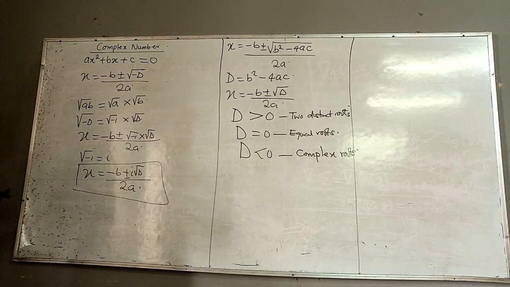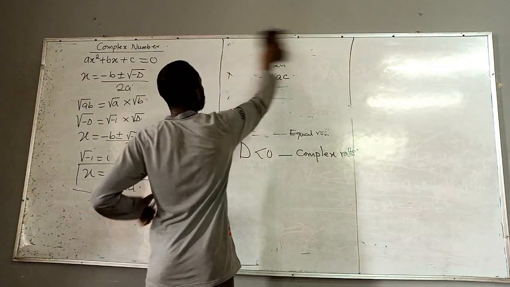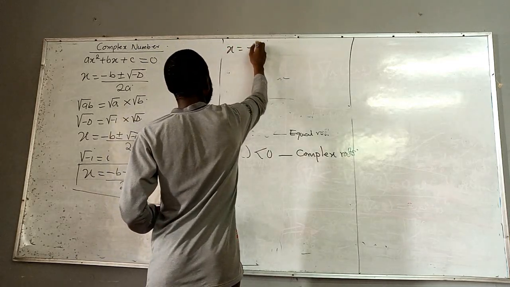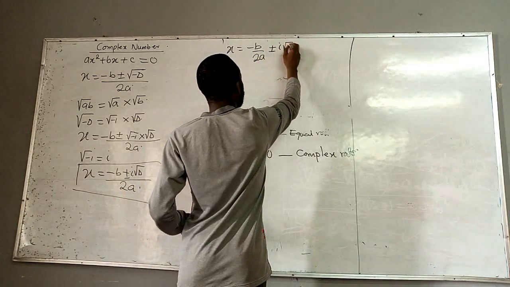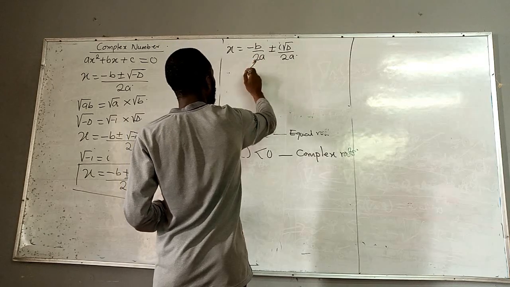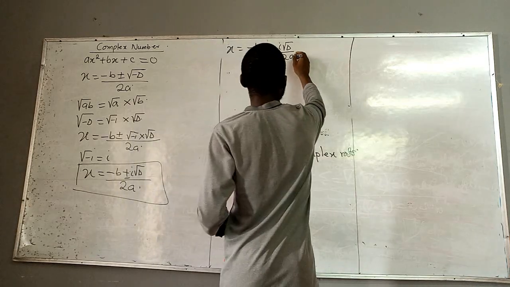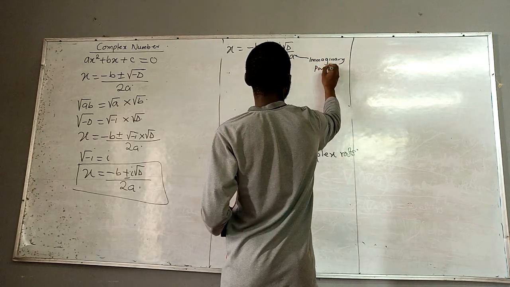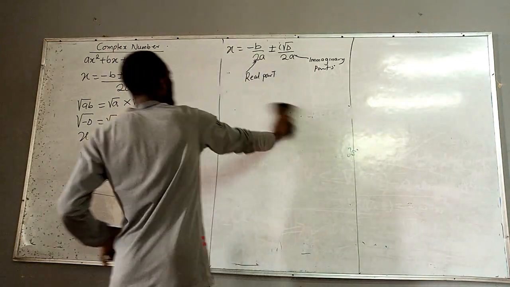I can split this complex number, or this solution, into two parts. That is, I can write it as x equals minus b over 2a plus or minus I square root of D divided by 2a, where this part is what is called the real part, and this is what is called the imaginary part. It means a complex number is going to have two parts, the real part and the imaginary part.